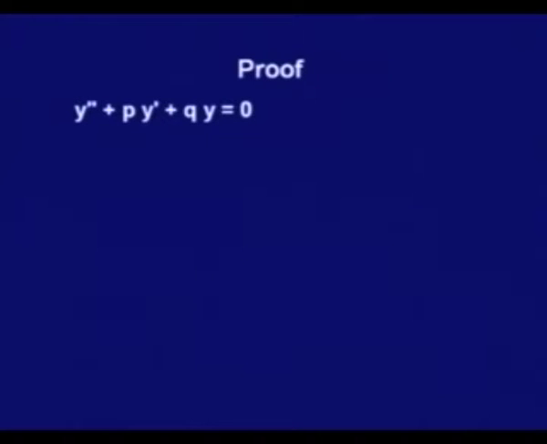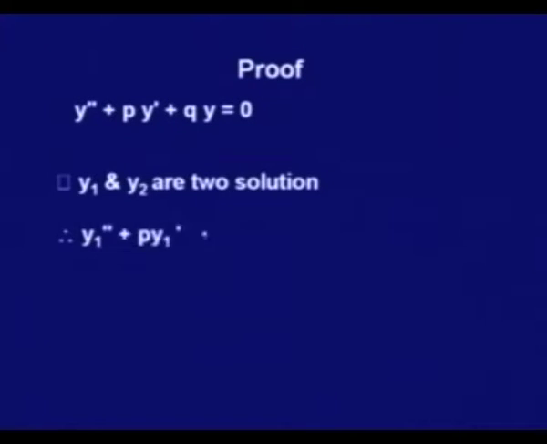The differential equation y double dash plus p y dash plus q y is equal to 0. We have been given that it has two solutions y1 and y2. Since these are two solutions, they would satisfy our differential equation. What it says is that y1 double dash plus p y1 dash plus q y1 is equal to 0, and y2 double dash plus p y2 dash plus q y2 would be 0.